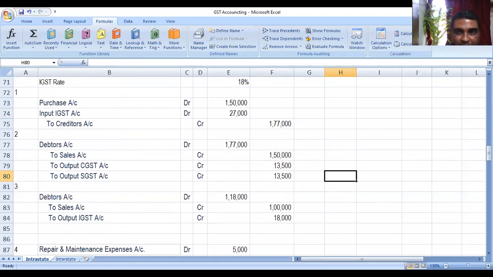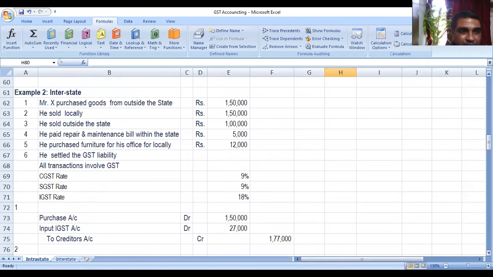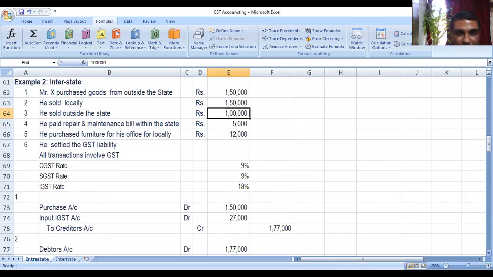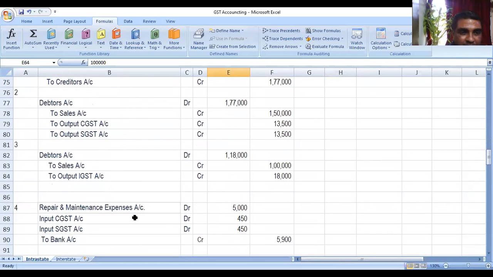Okay. Now, the third entry is outside state supply. He sold outside the state. So there will be an IGST liability. So the third entry will be debtors account. His sales have been made. Debtors account this much, to sales 1 lakh, to output IGST account. So one more IGST output account will be there. Earlier we opened input IGST account. Now output IGST account will be opened. That will show the liability. This much is the liability. Okay.